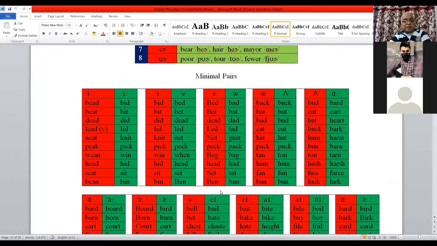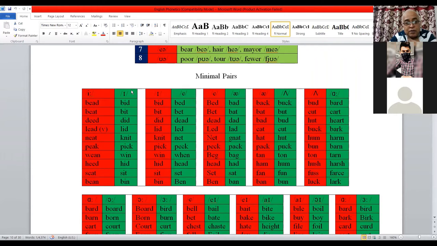Now see. These are minimal pairs. I don't know, Sundrita is not there or what? She is not responding. Okay, anyway. Someone else also rang up, but I asked him to enter the class. He didn't.